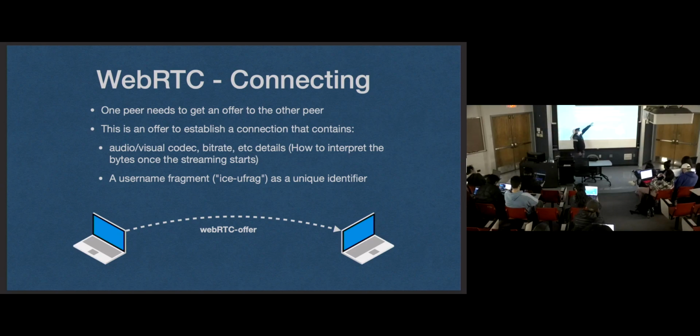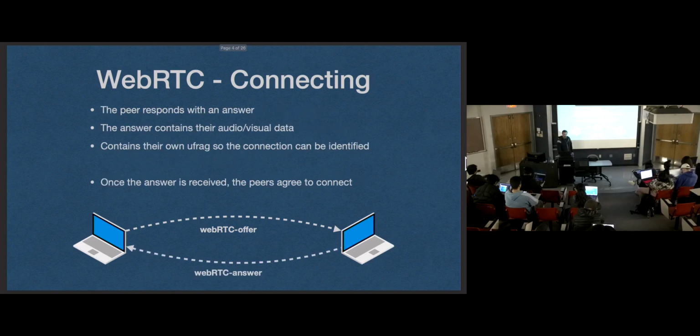And a username fragment that's going to be a unique identifier for this connection. So they know who I am, and when I send other messages, they're going to be able to identify me by that username fragment or ufrag. The other client is going to say, sure, let's connect, and send a WebRTC answer back to the initial client. And it's going to have the same information. It's going to say, hey, when I send you audiovisual data, here's the codecs that I'm going to use and the bit rate and all that stuff. And here's my ufrag, so you can identify me.